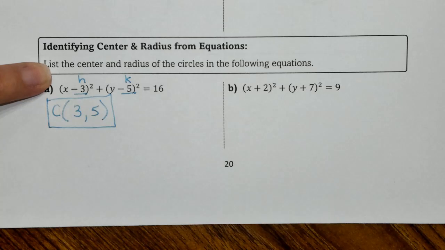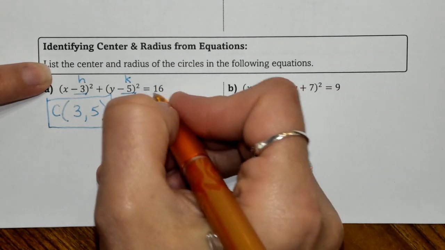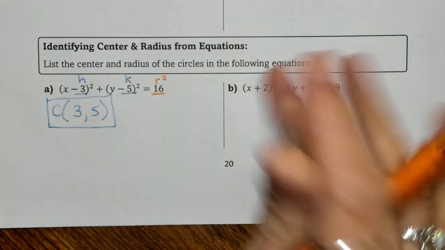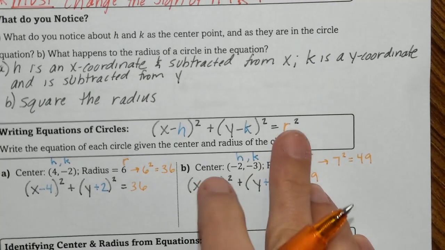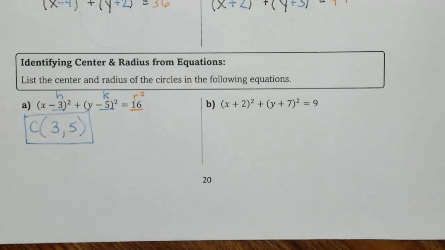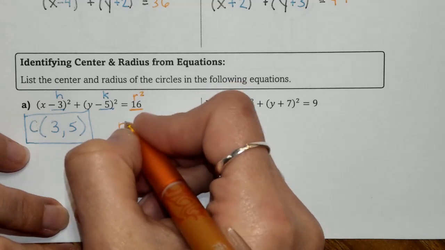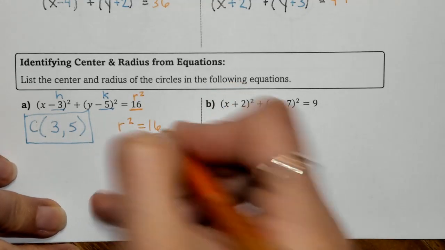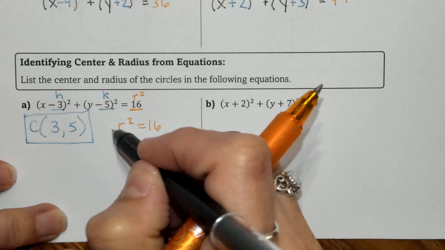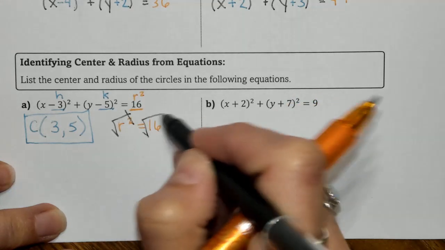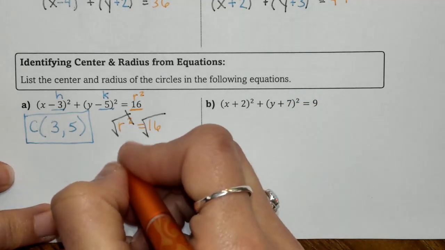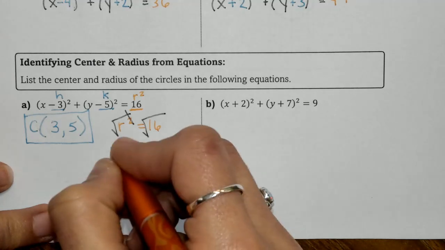Now with your radius, we need to understand that this is your radius squared as it shows in our formula. So all we have to do is say, okay, our radius squared is equal to 16. We need to undo the exponent by taking the square root, and your radius is 4.